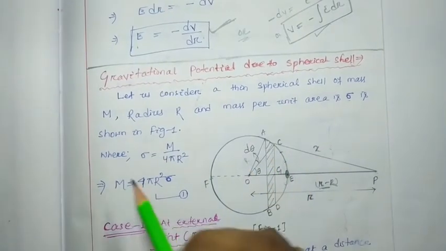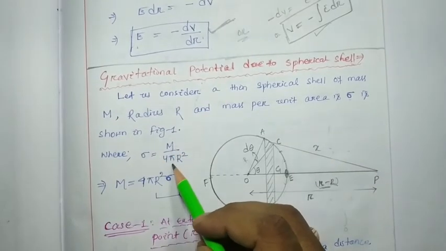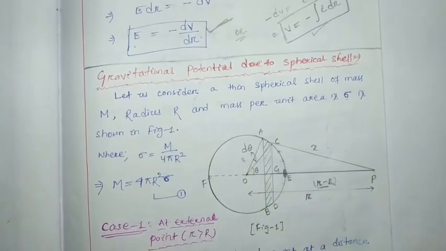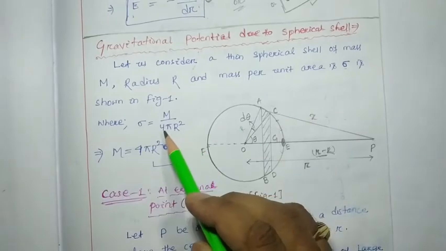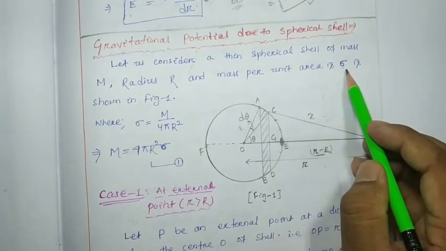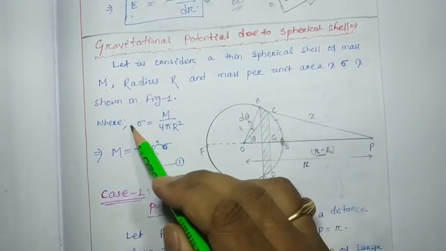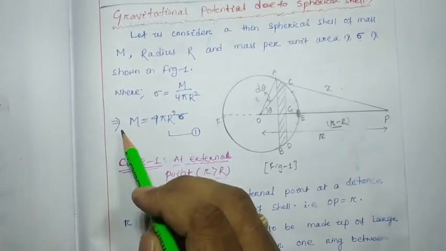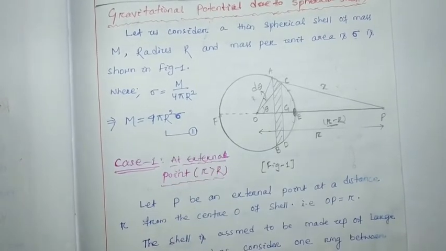Where sigma equals mass per unit area. As the radius is r, the surface area of this sphere will be 4 pi r square. So sigma is nothing but the total mass divided by the total area. So sigma will be equal to M by 4 pi r square, or M equal to 4 pi r square into sigma. Let this be equation number 1.